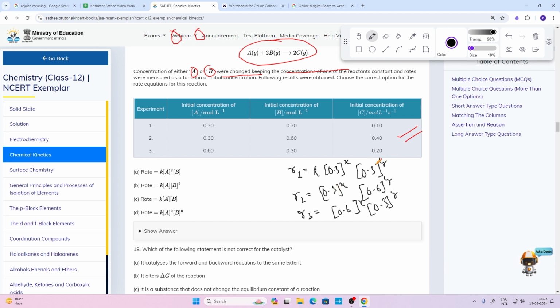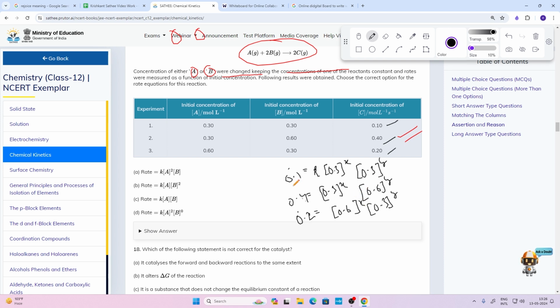Now if I talk about the R2, then what will be the value of R2? Change in concentration with change in time, right? So these are the initial concentrations that are already given. Initial concentration by time, that is mole per liter per second. That is your rate of reaction given. If you put these values here, this will be 0.1, this will be 0.4, and this will be 0.2. Clear?